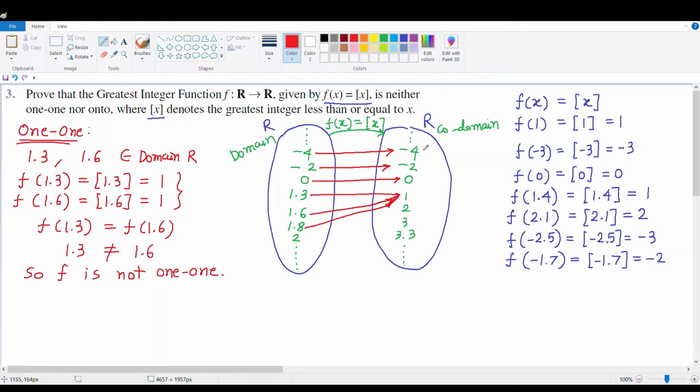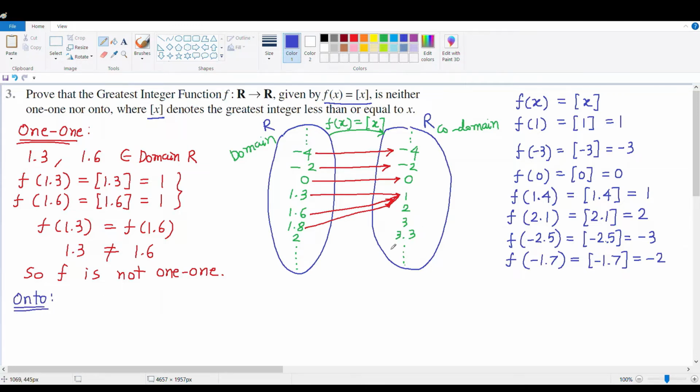Now onto means what? That every element of this codomain must have some pre-image in this domain. Now this 3.3, if we look for the pre-image of 3.3. So 3.3 is the greatest integer for which number? 3.3 is not even an integer. So of course 3.3 will not have a pre-image in this domain. So it is not onto either.